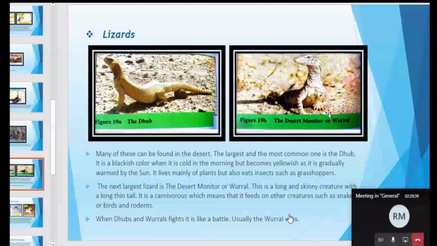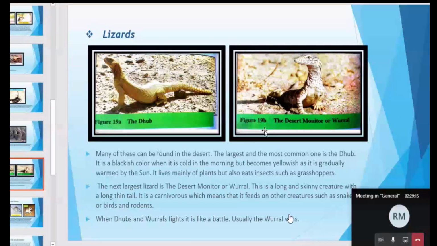Many of these can be found in the desert. The largest and the most common one is the dhub. You can see the dhub. Now what happens, children, here? When it is morning and very cold, it is black in color, this dhub. But as the body is gradually warmed up by the sun, it changes into yellowish. So early in the morning you can find that it is black in color, but as it gets warmed up by the sun, it turns yellowish.